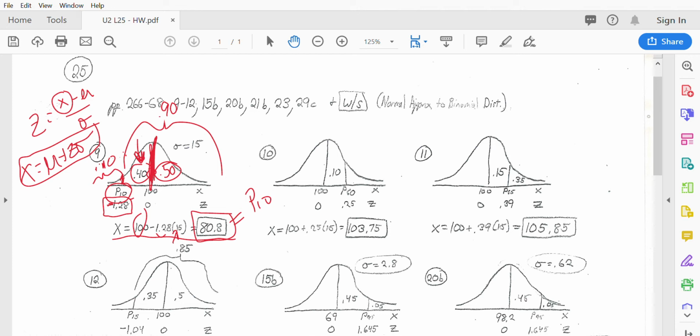Number 10. Let me go back to the book really quickly here. Number 10 says find P60. I'll stop right there. P60 is right here. But most importantly, P60 is 10% past P50. Remember, P50 is always right here in the center. If you keep that in mind, that can be guidance for you.